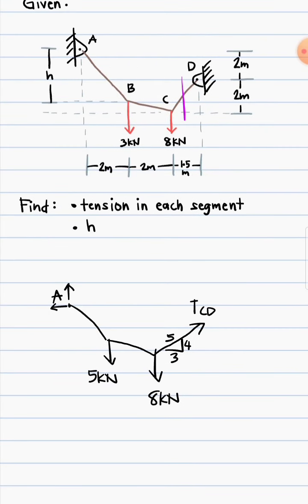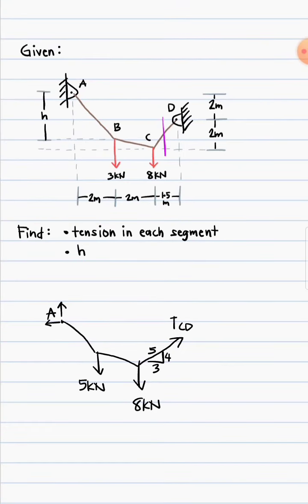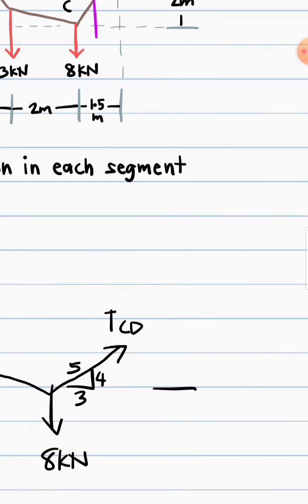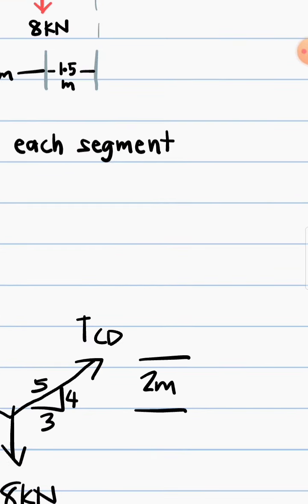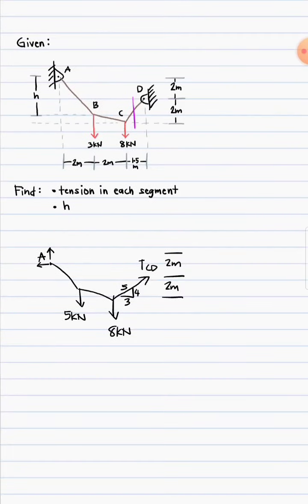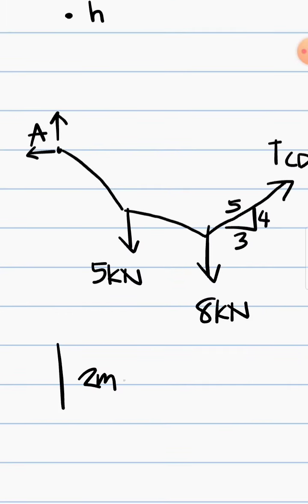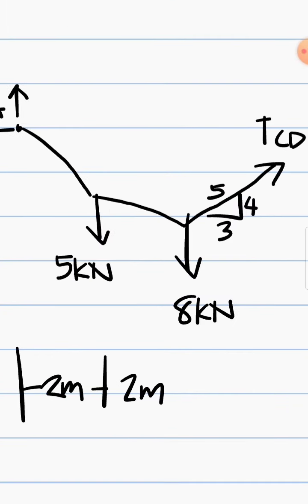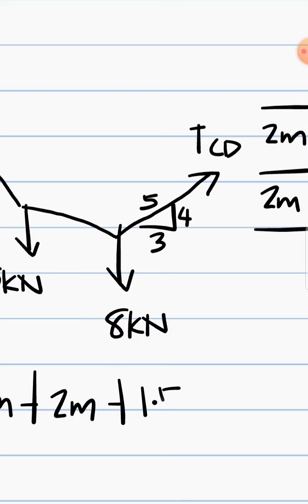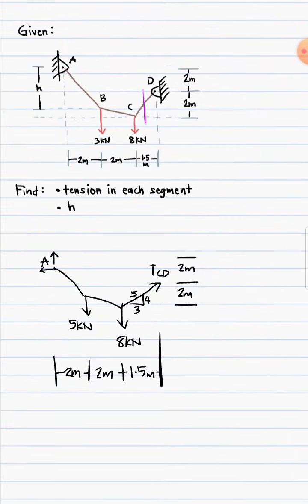So that's it. We have the slope of CD. And also we have the dimensions. So this is 2 meters here. And also 2 meters here. And then here, this one, we have 2, 2, and 1.5. So this is 2 meters, 2 meters, and 1.5 meters. Right? These are the dimensions.